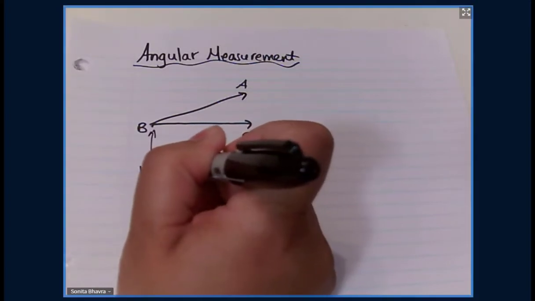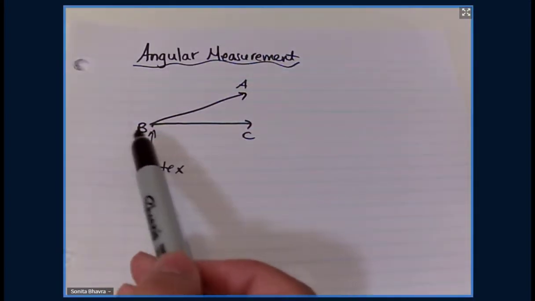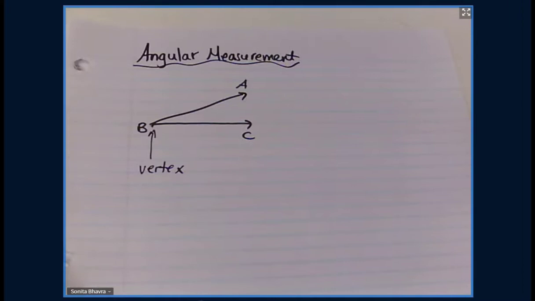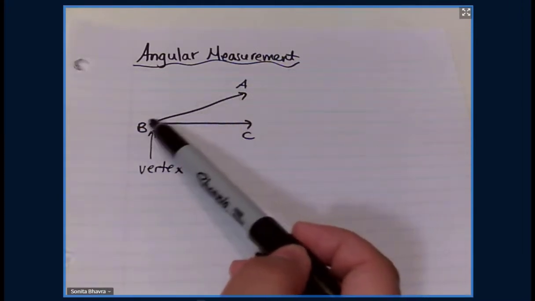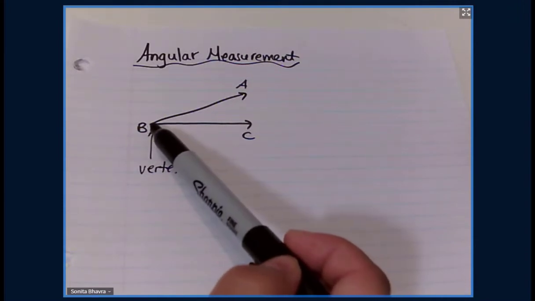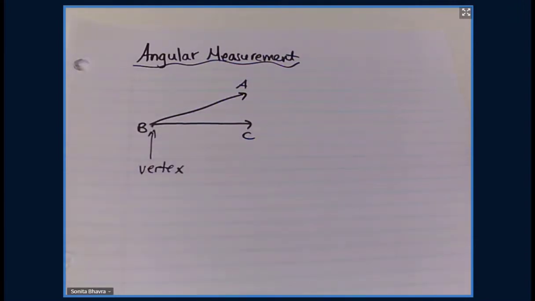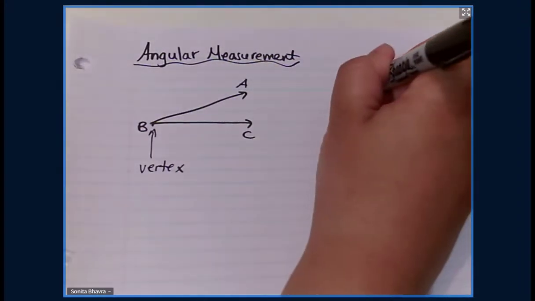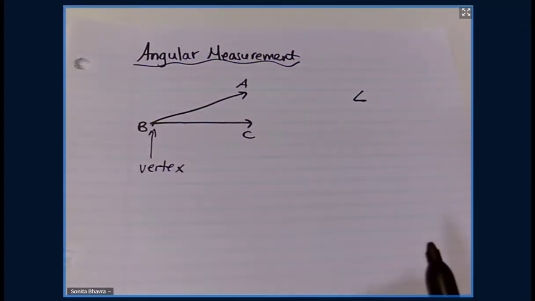This point B here is also called a vertex. And we have two rays here. So we have this ray here, and then we have this ray here. And they're connected together at this point. That is called the vertex. It's at point B. And whenever we name an angle, we use this symbol that looks like this. That symbol there represents an angle.